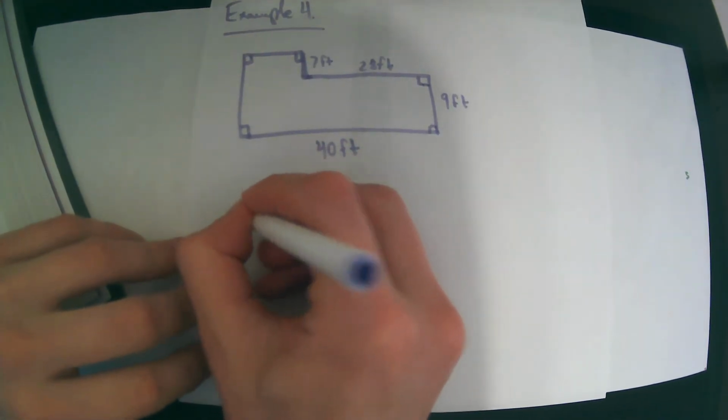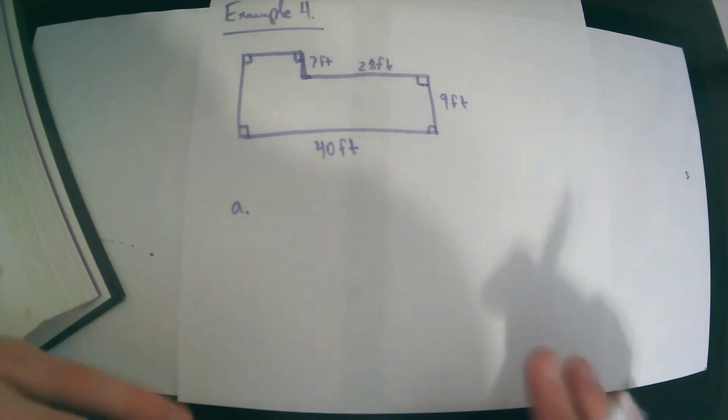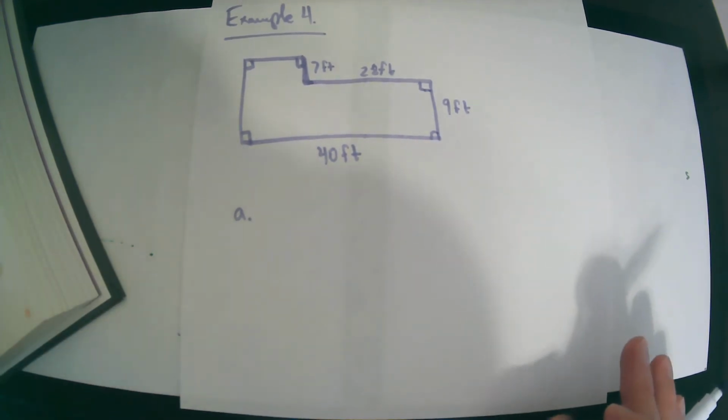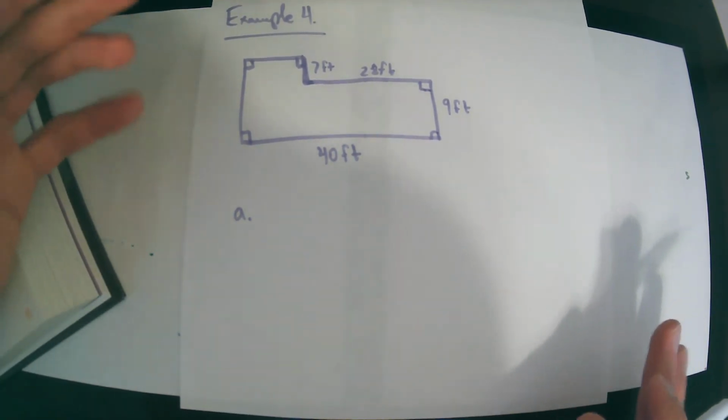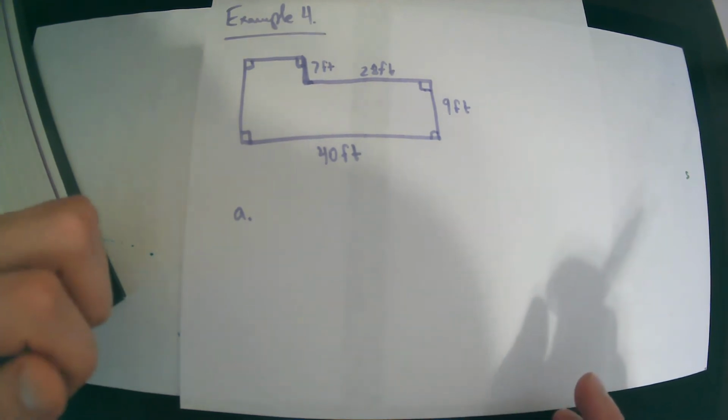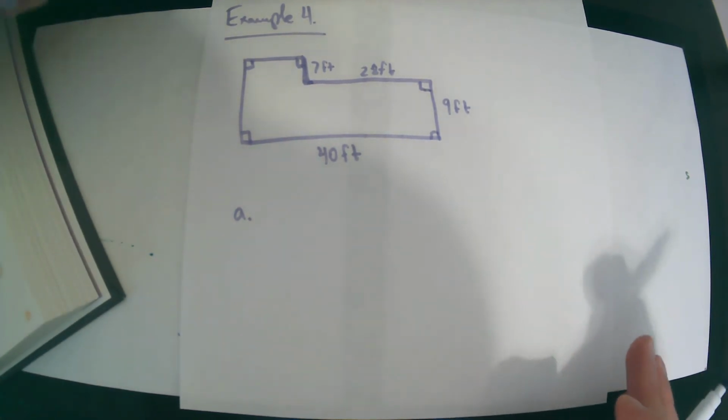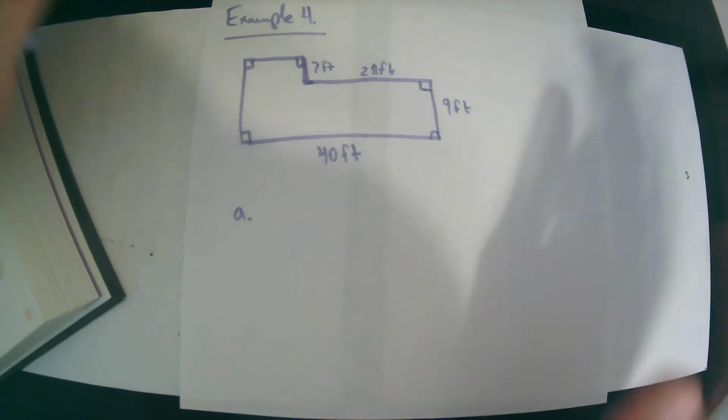Okay. Part A says to determine the area to be painted. Okay, so in the book, this is something that we're painting. So whenever you're painting something, you need to know its square footage so you know how much paint to get. So we want to find the area of this shape.